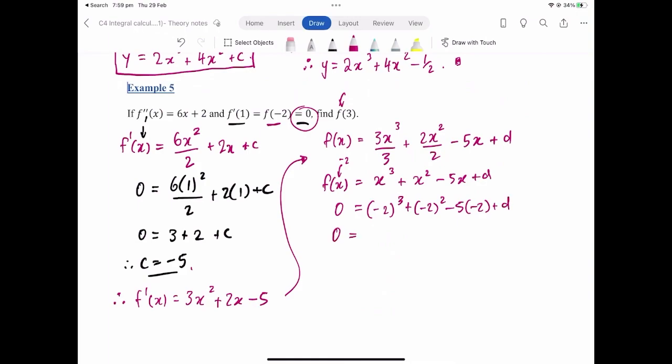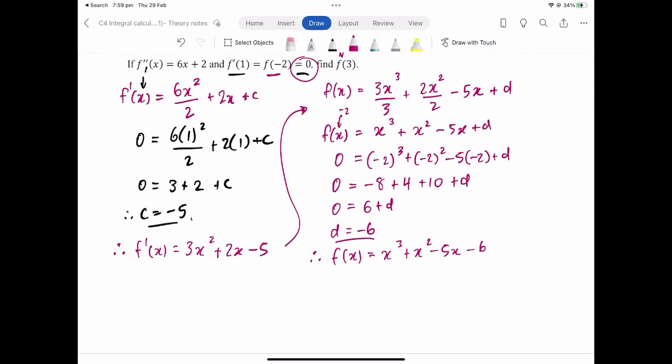Now simplifying the right-hand side, minus 2 cubed is equal to minus 8. Minus 2 squared is equal to a positive 4. Minus 5 times minus 2 is a positive 10. Plus our constant term d this time, or c2 if you prefer. 10 minus 8 is 2, plus 4 is 6, so 0 is equal to 6 plus d, and so therefore d must be equal to negative 6. So that means that the original function, f of x, is equal to x cubed plus x squared minus 5x minus 6.